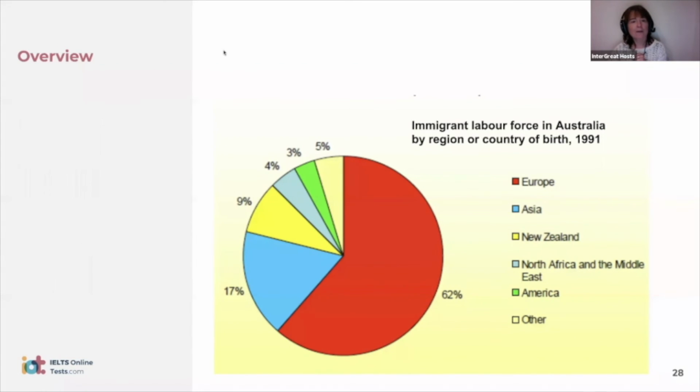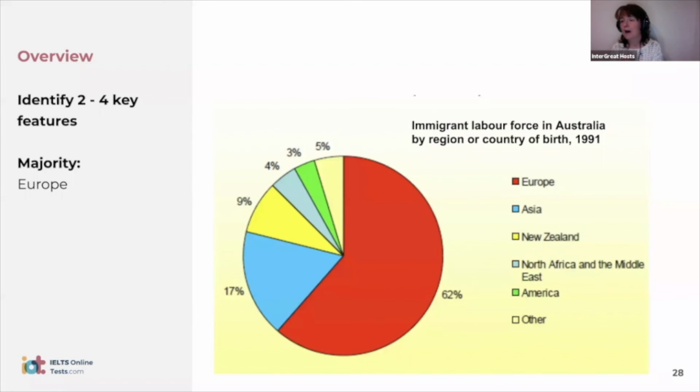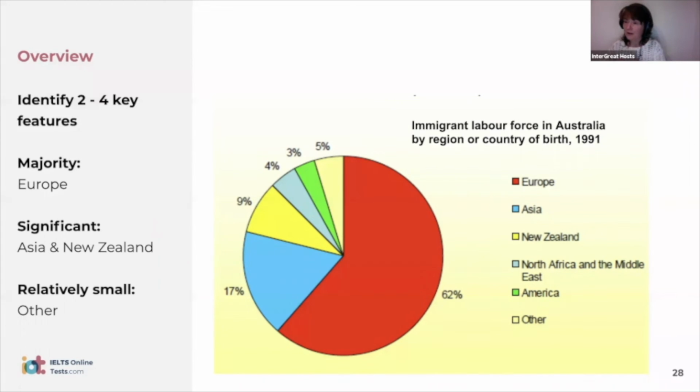Okay, so let's have a look at this together. Clearly, as we saw there, the highest number by far is Europe. Definitely we're going to have to include that. And Asia and perhaps New Zealand, those are the next numbers. They're quite significant as well. They're quite big numbers. And then everything else is a very small number. So we can group those small numbers together.